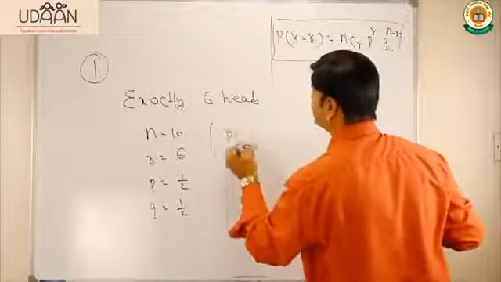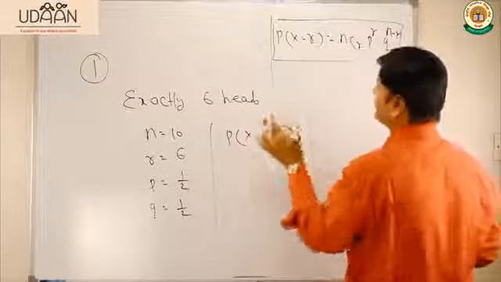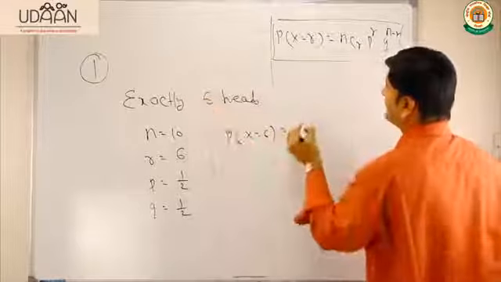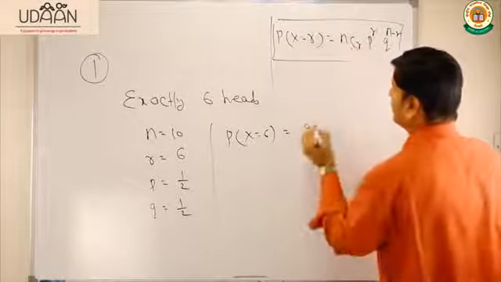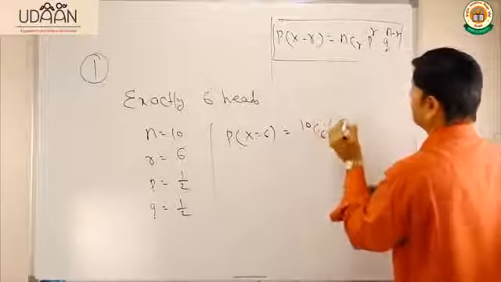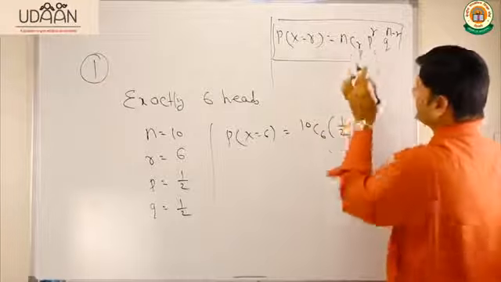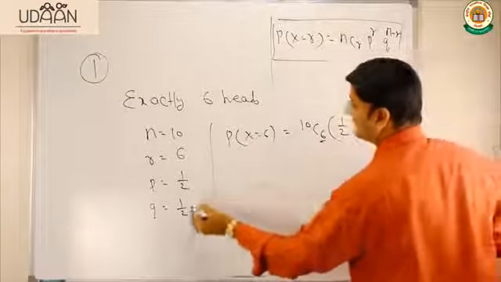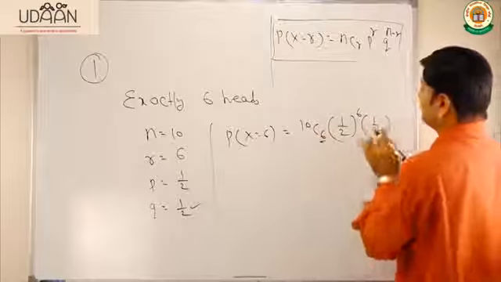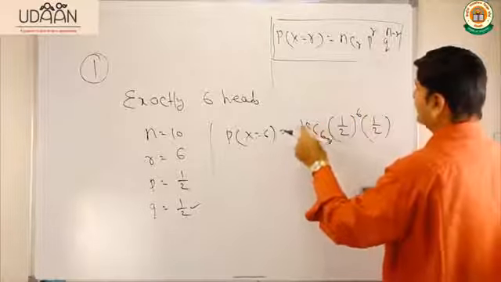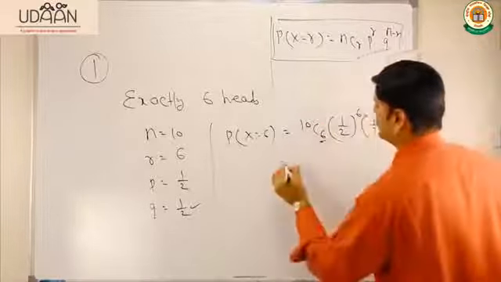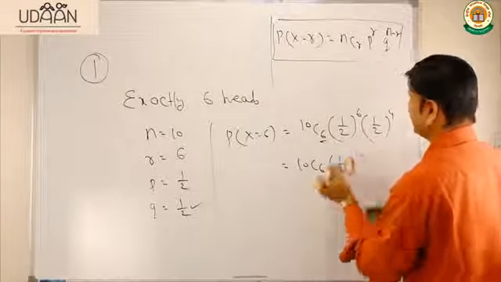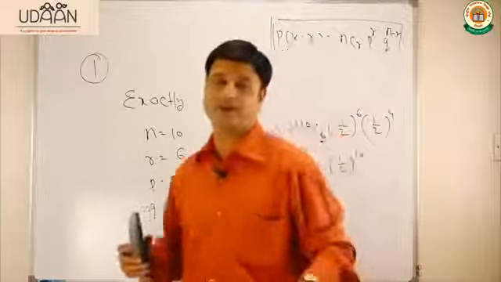This time I want 6 times heads, so x is equal to 6, that is r is equal to 6. The total number of trials is 10, so n will be 10. We have r is 6. The probability of success is 1 by 2, so 1 by 2 raised to r, and r is 6 here. And q means the probability of failure, that is again 1 by 2, raised to n minus r, that is 10 minus 6, that is 4. If you solve it, it will come 10C6 and 1 by 2 raised to total power 10, then you can calculate it further.